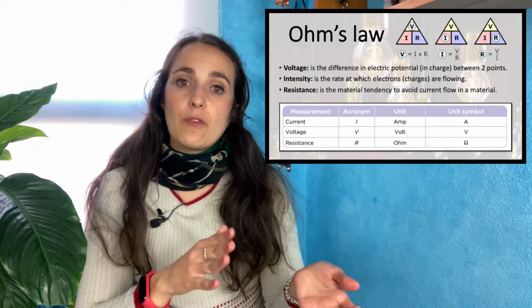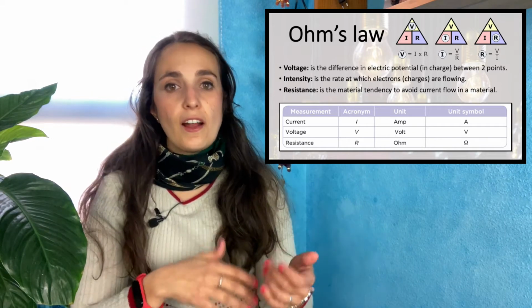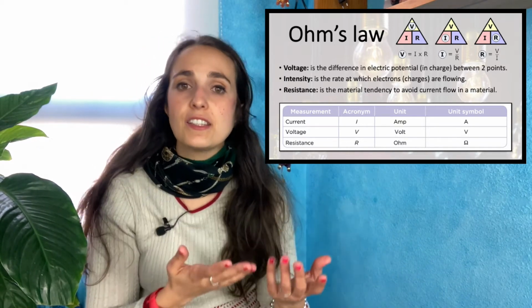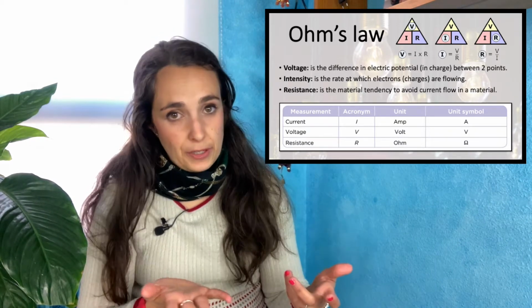Remember that V represents voltage and is measured in volts. R represents resistance and is measured in ohms, and intensity is represented by the I and it's measured in amps or amperes.